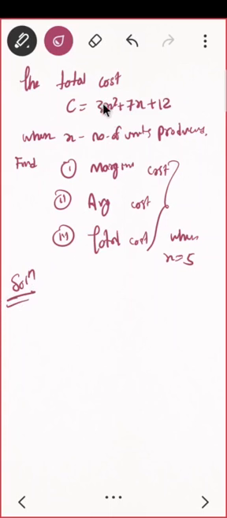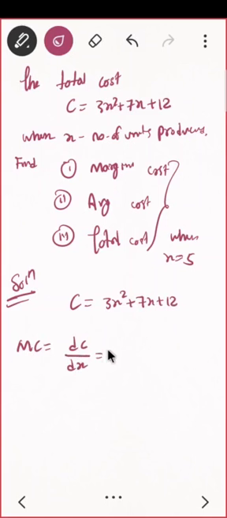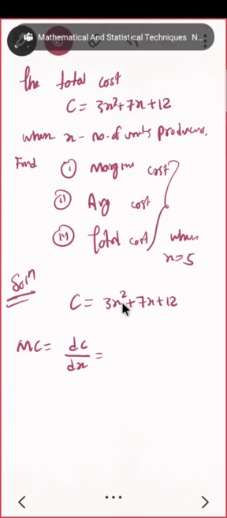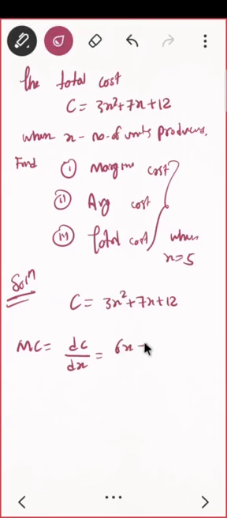So your total cost is given as C, that is 3x square plus 7x plus 12. How will you find marginal cost? Perfect, differentiation. Very nice. So marginal cost is equal to the derivative of C with respect to x, correct? What will this be? Derivative of 3x square, 3 outside, derivative of x square, correct? So it will be 6x plus 7.